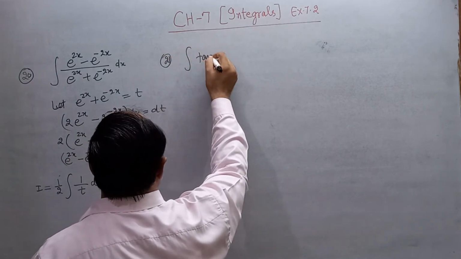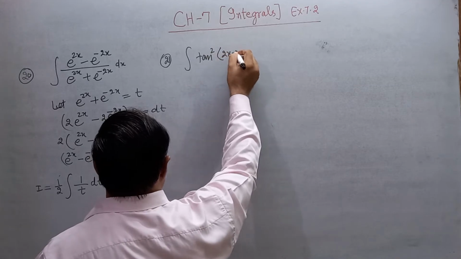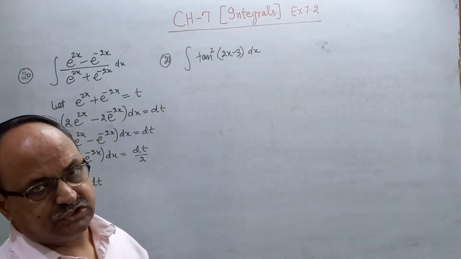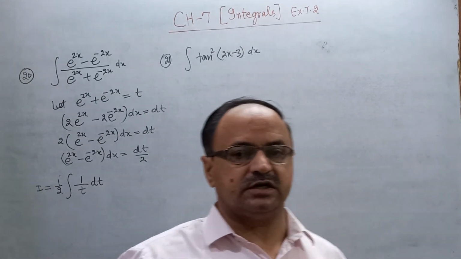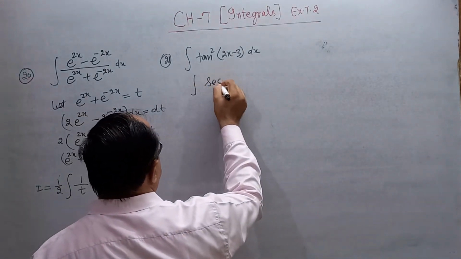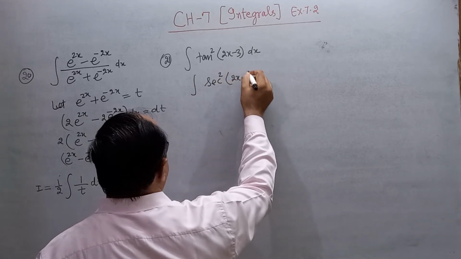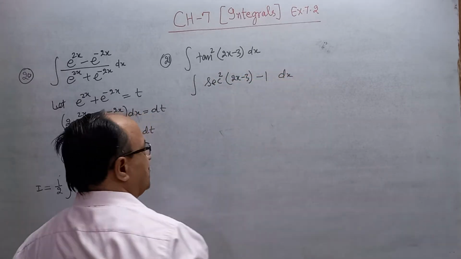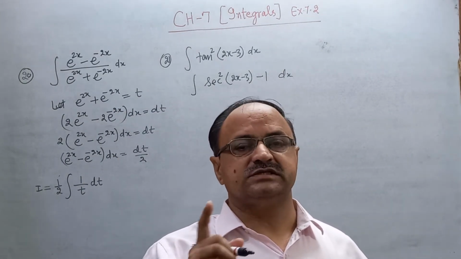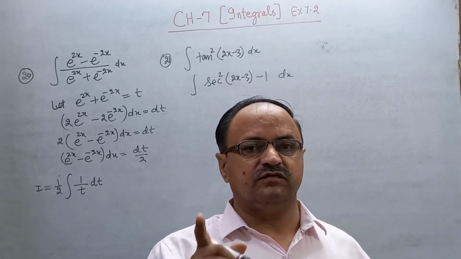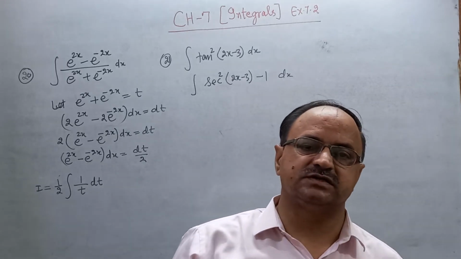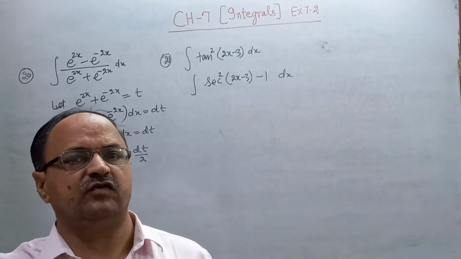Question number 21. Integration of tan square (2x minus 3) dx. You know that there is no formula for the direct integration of tan square x. Now simplify. You can write sec square (2x minus 3) minus 1, because you know that sec square x minus tan square x is equal to 1. With the help of that formula you can write tan square x is equal to sec square x minus 1. Clear?